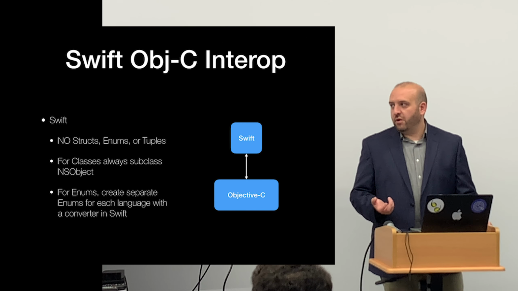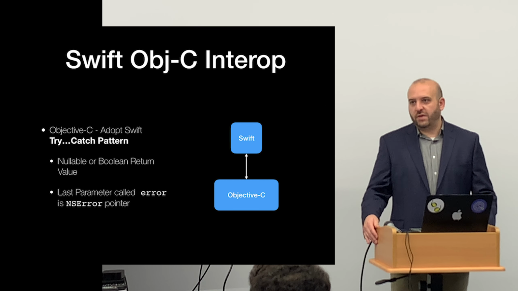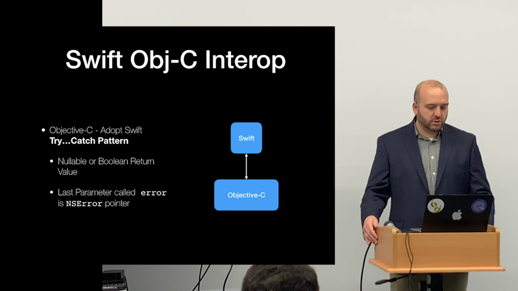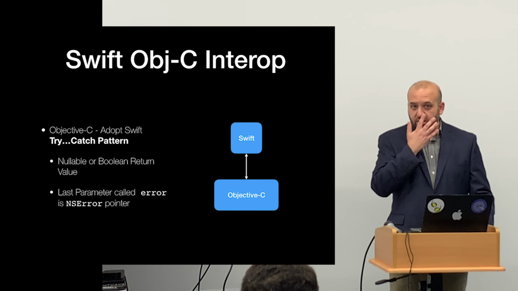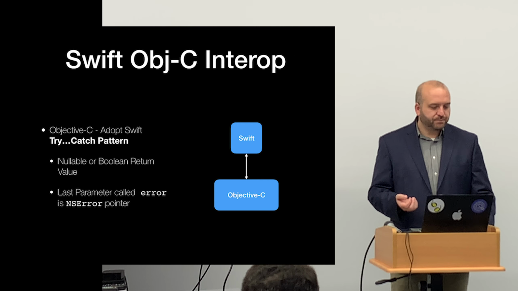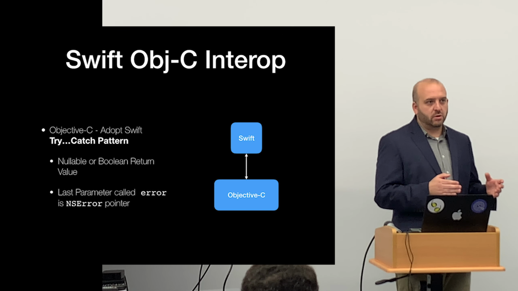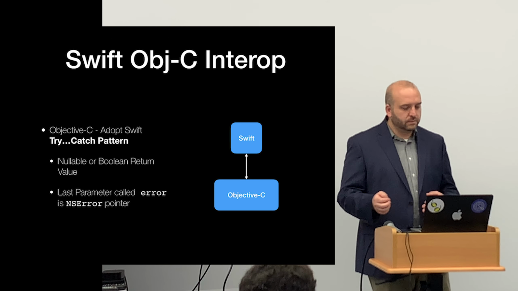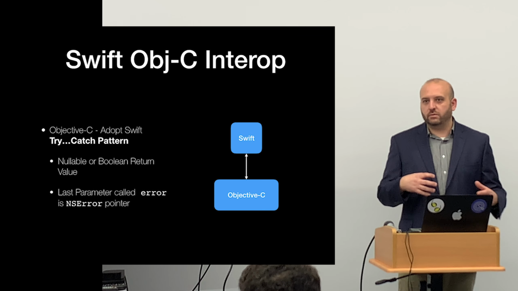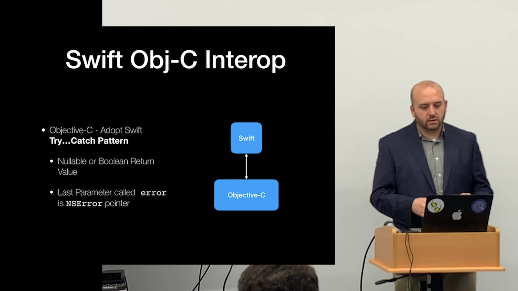One thing you're going to want to do with your Objective-C code is to adopt the try-catch pattern with any method that could return an error. And the way to do that is either, if you have a return type, you want it to be nullable in Objective-C, and we'll talk about nullable in a little bit, or if there is no return type, have it return a Boolean. And make sure that the last parameter that you use is a parameter named error with an NSError pointer. And then what will automatically happen is that in Swift, when I call that method, it will call that method as if it's a throwable method. That's how it's interpreted.